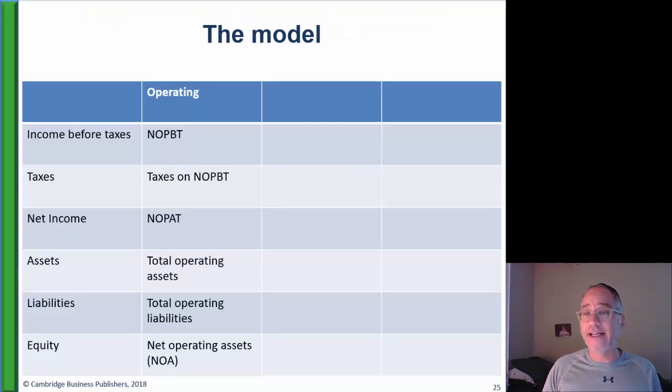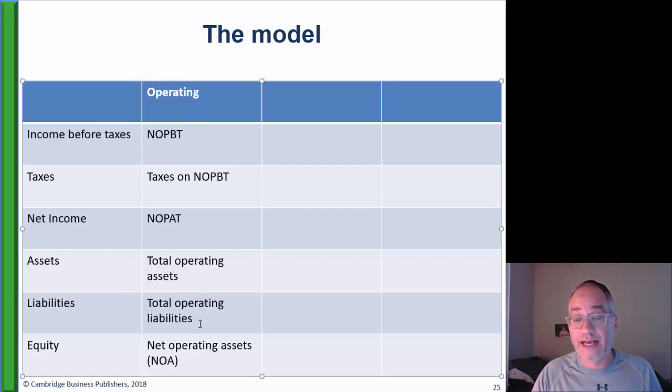For assets, we're going to go through our assets and take only the operating assets and set aside the non-operating assets. Same thing for liabilities. We're going to split our liabilities into operating versus non-operating. And then equity is going to be a product of net operating assets minus net operating liabilities. So just like this minus this equals this, similarly, this minus this equals this.